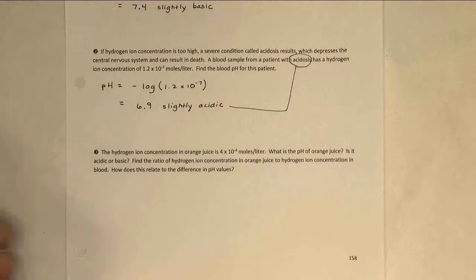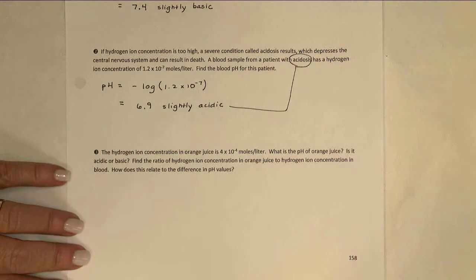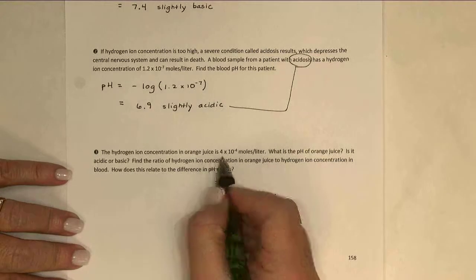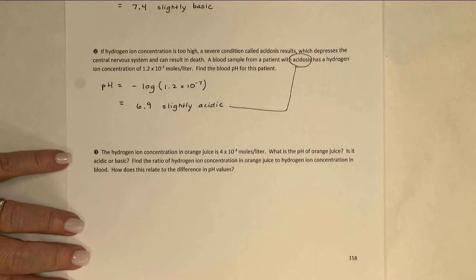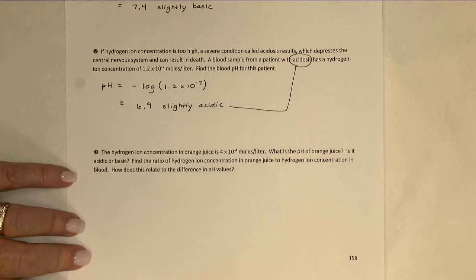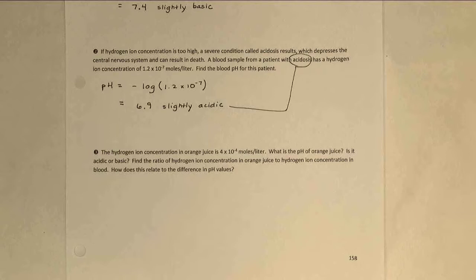All right, one more. Hydrogen ion concentration in orange juice is 4 times 10 to the negative 4th moles per liter. What's the pH for orange juice? Is it an acid or a base? You probably already know the answer to that particular part of the question, but let's go ahead and do the calculation.